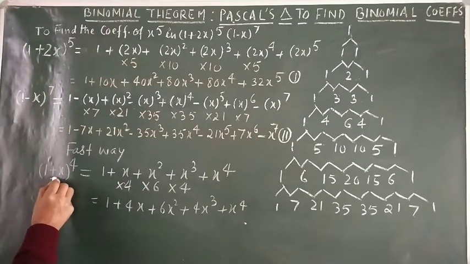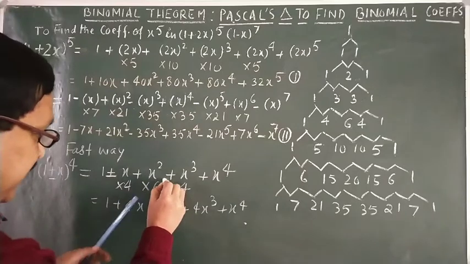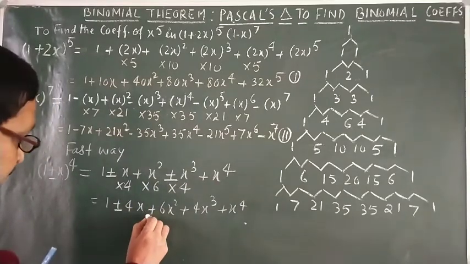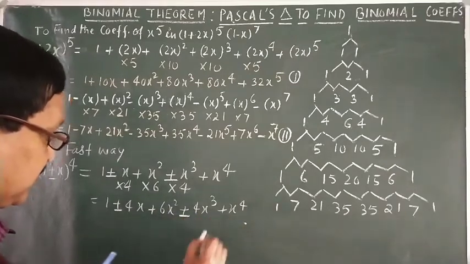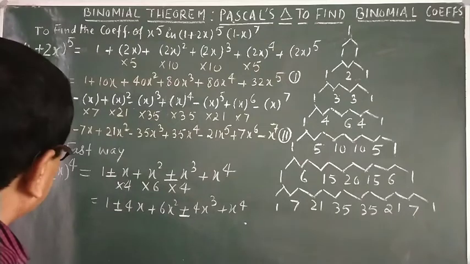Suppose in case of minus, after plus it will become minus, then plus, then minus, then plus, minus, plus, minus, plus. So in case of negative, we use alternate plus minus sign.